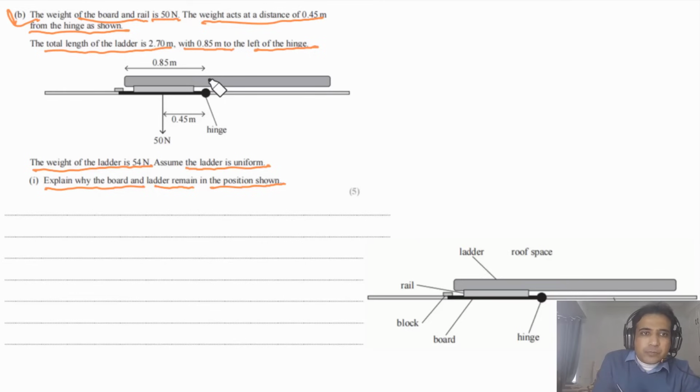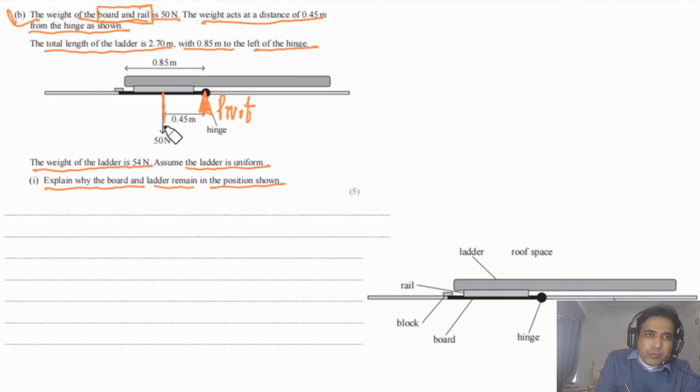For this question we need to understand the hinge is here. This is the hinge, this is our pivot point. In simple language we can say this is the pivot. So there is a moment due to this 50 newton force, and the 50 newton force is the weight of the board and the rail.